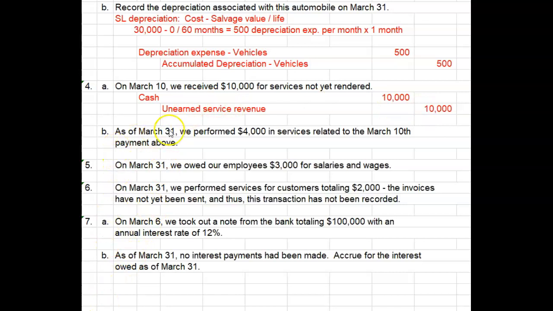As of March 31st, the records show that we actually performed $4,000 of those services by the end of the month. Revenue recognition principle says record the revenue when the services are complete. Revenue recognition is a little more complicated than that, but it boils down to, in this problem, when the services are done, record the revenue.